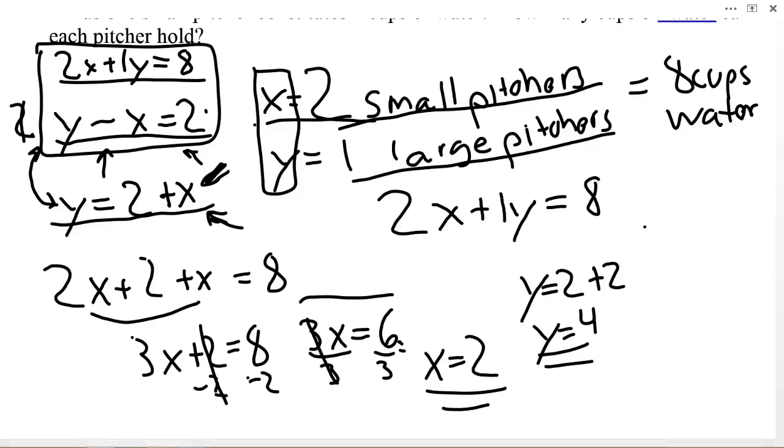And then remember, you guys, if we want to double check if our x and our y are correct, we plug those variables into this equation and this equation. If we plug x and y into the first equation and we get 8, because remember we're talking about 8 cups of water, then hey, we found the solution. If we plug it into the second equation and we get 2, then we found the solution.